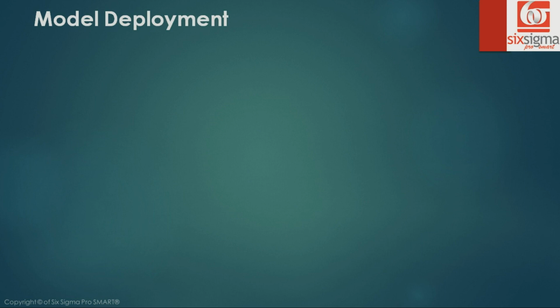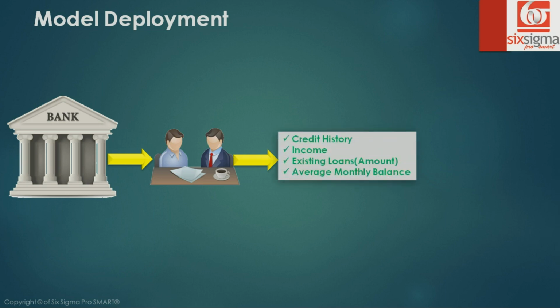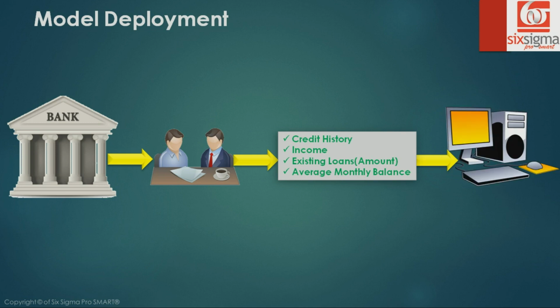So deployment is mostly the output. This is how you experience it. You do not necessarily know all the time what's going on in the background. You only experience the outcome. So let's say now Bob goes to a bank. He meets a bank representative, provides the information that's critical as per the algorithm, as per the model that we've made. He provides his credit history. He provides his income, existing loans in terms of amount, and average monthly balance. All of this information is obtained by the bank representative who punches this into his system.